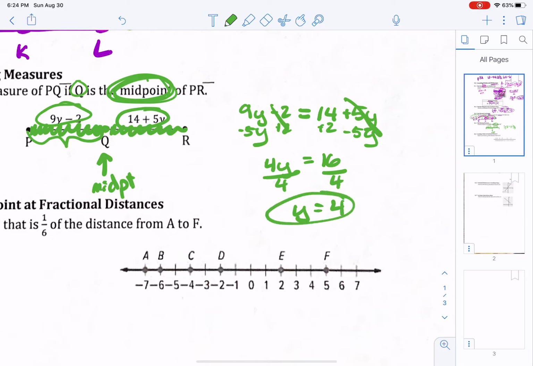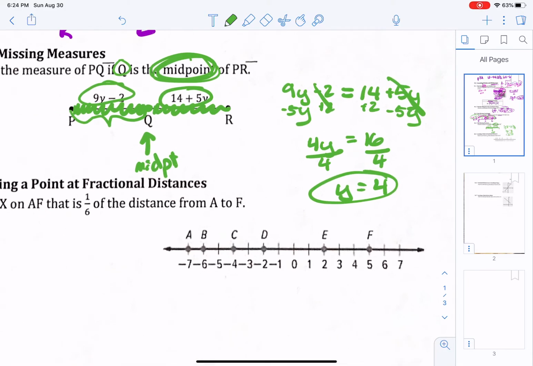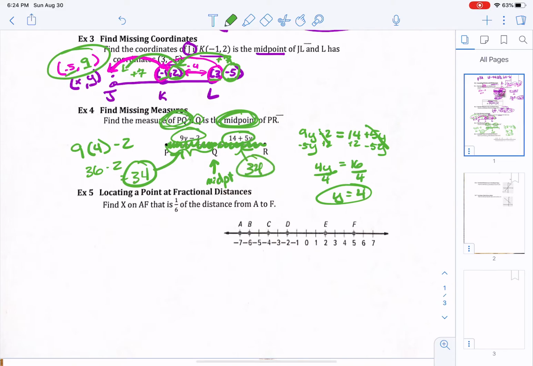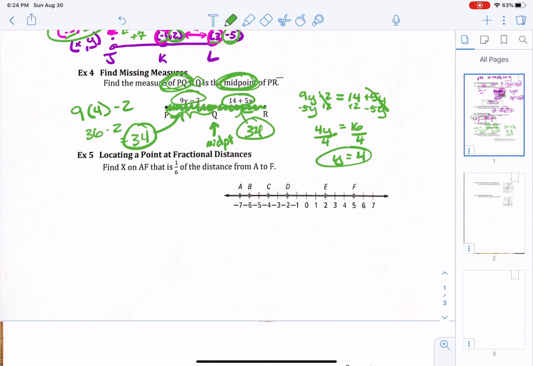And y is 4. But that's not the only thing that they're wanting me to solve for. They want me to find the measure of PQ. Okay, so PQ is the 9y minus 2. So I'm going to plug 4 in for y, because that's what we solved for. 9 times 4 is 36, minus 2 is 34. So this side is 34, and really, if we plugged 4 back in over here, we would find that that was 34 also. Okay, so it didn't really matter which one we plugged in, but they wanted PQ. PQ is 34.